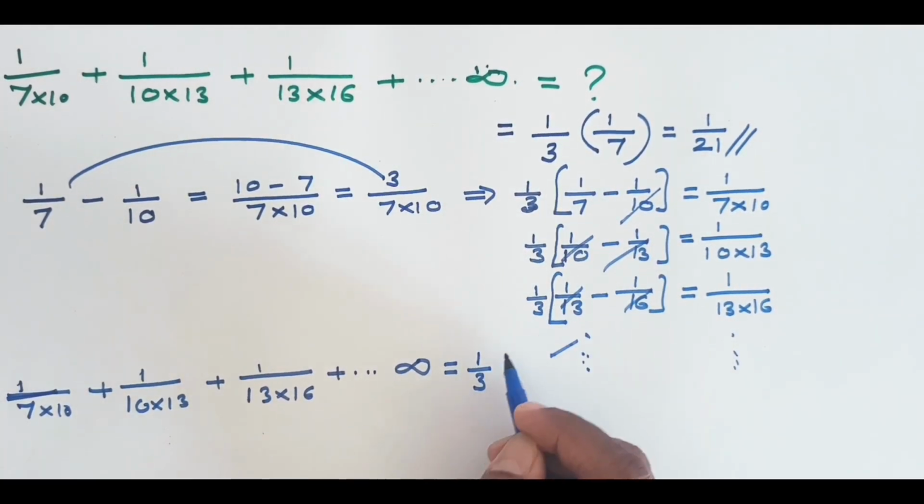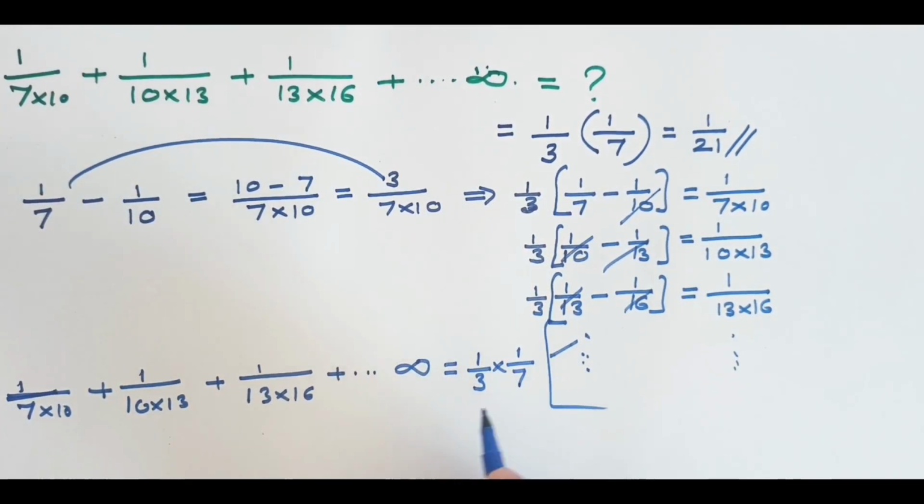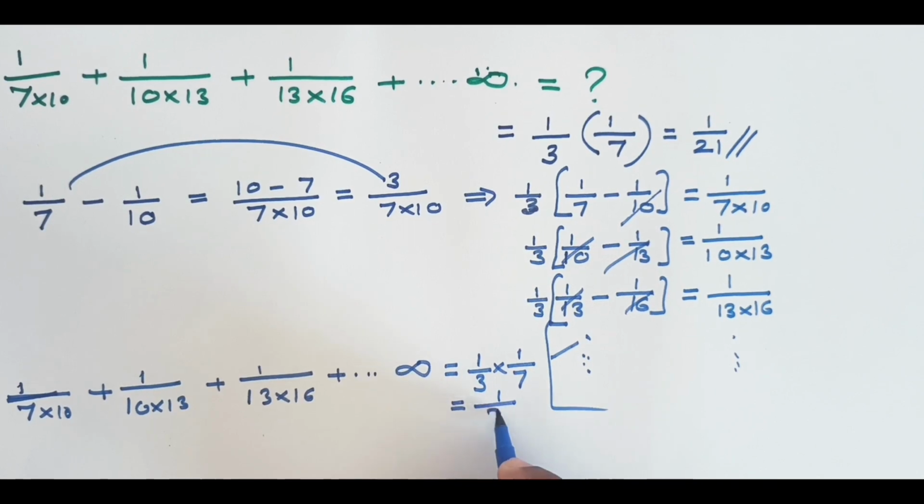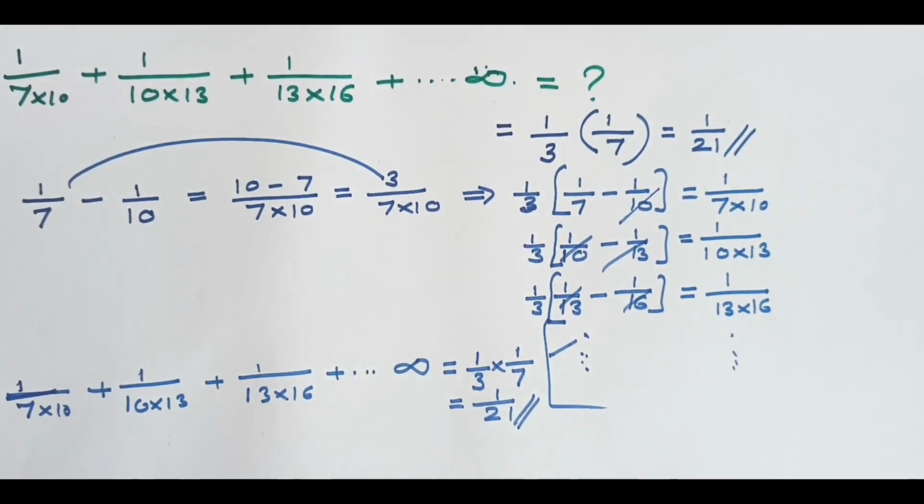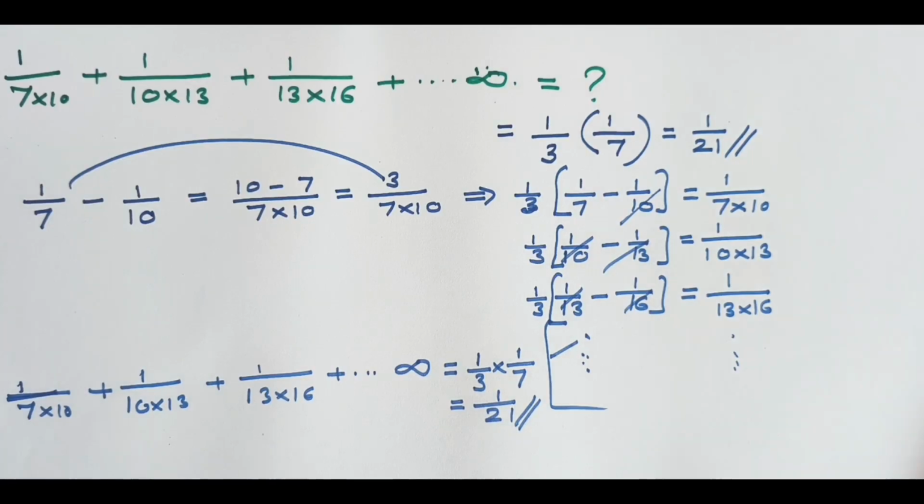So basically, only this will be left over. This one, 1 over 7. And that's equal to 1 over 21. That's all. This is the logical explanation for the shortcut used here.